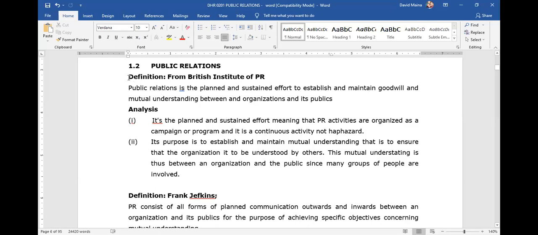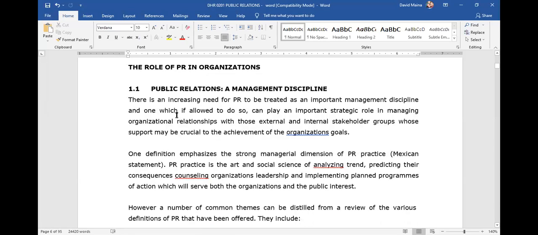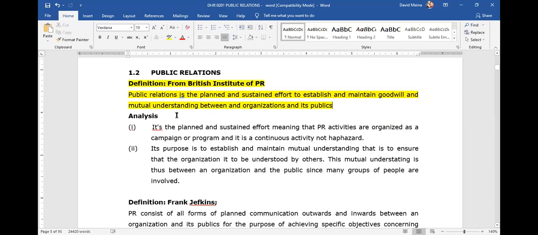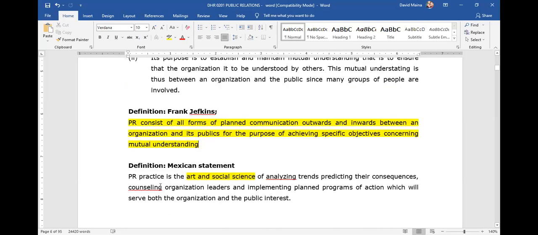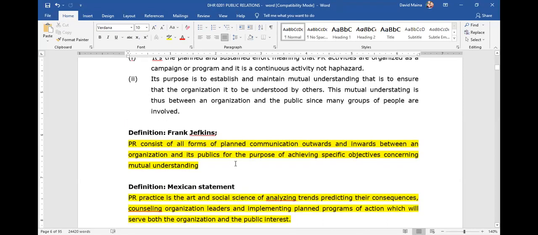I will ask you to take the British Institute of Public Relations, this one. And also I will advise you to take definition by Jeff King. And I will even advise you to take definition of the Mexican statement. Once you get those three definitions, I think you will never go wrong.